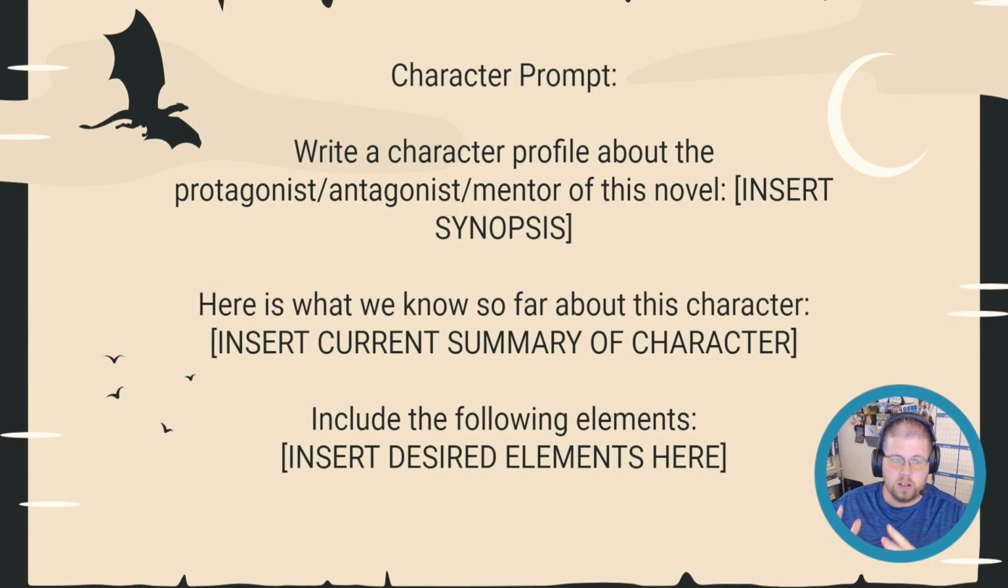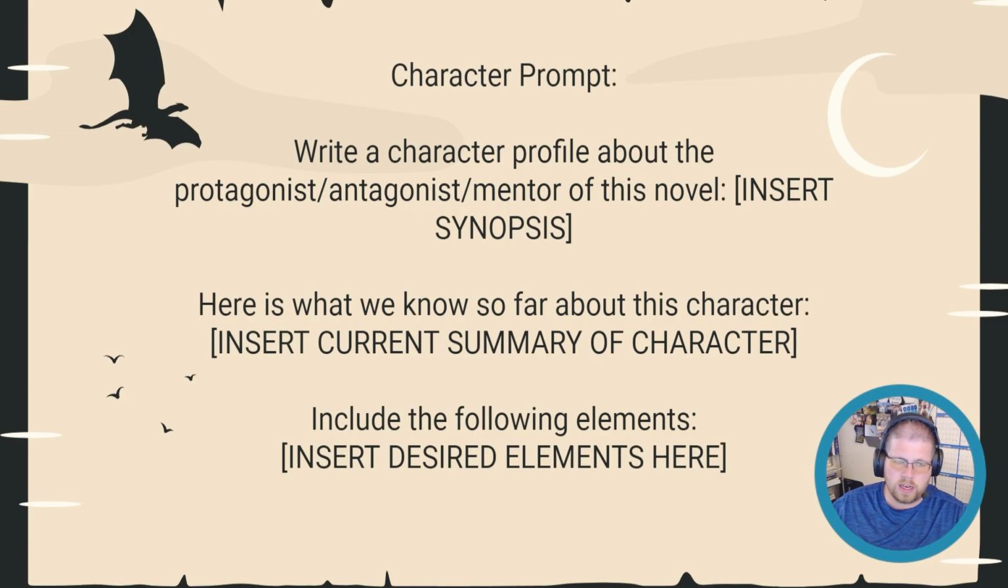And then we have a much longer character arc prompt. This is when I'm really fleshing out those characters. I'll say, write a character profile about, and you can say protagonist, antagonist, mentor, whoever it is that you're fleshing out of this novel, and then you paste the synopsis that you have. Then you say, here's what we know so far about this character, and then you put in everything that you've developed so far.